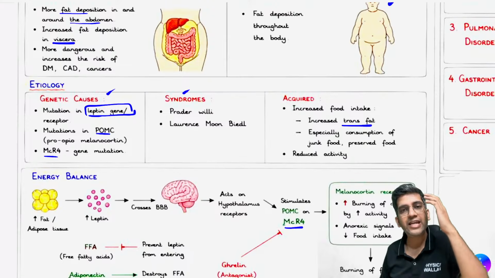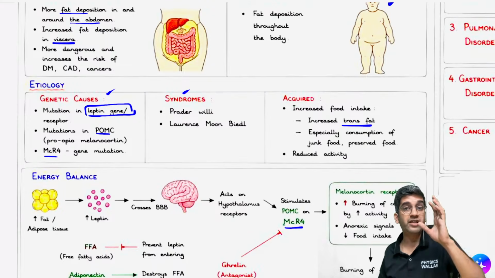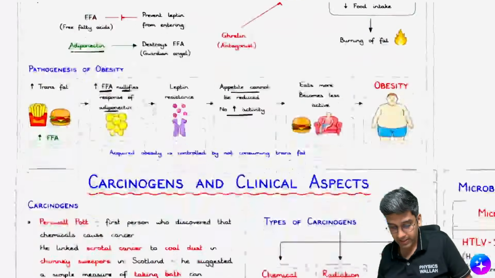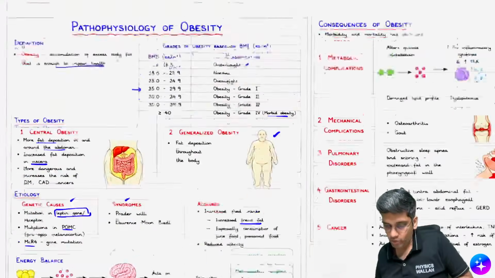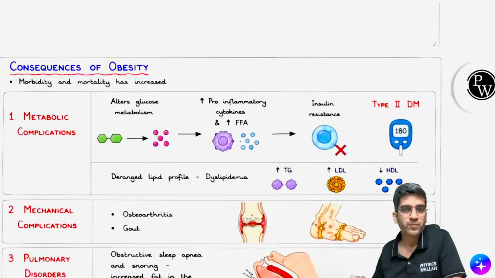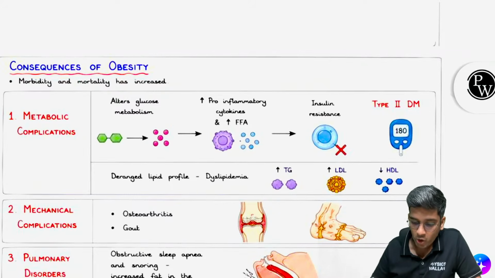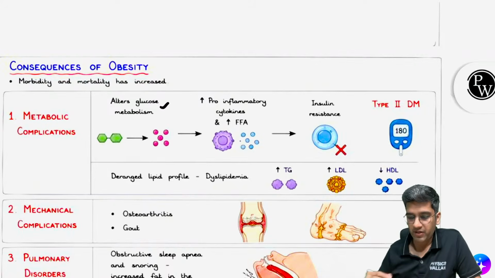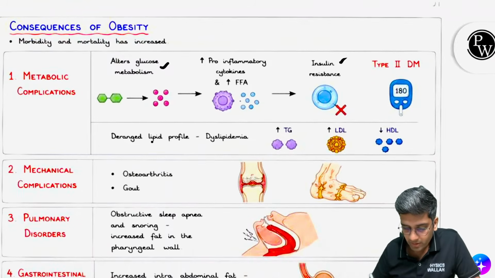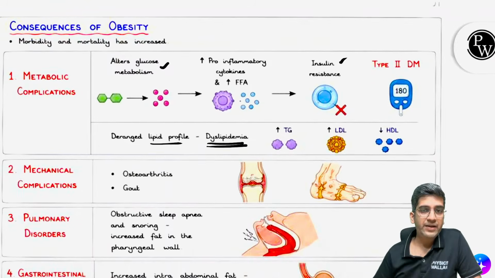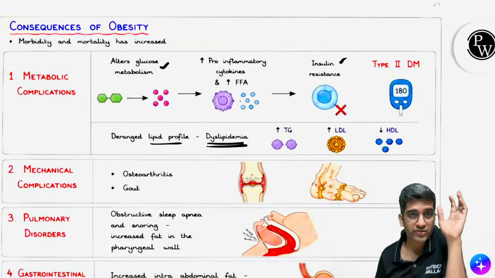Complications: you can write any chronic disease that comes to your mind, as it has a link to obesity, because obesity causes a systemic hyperinflammatory response, right? It can have metabolic complications, mechanical complications, pulmonary disorders, multiple of them, right? Obesity can alter glucose metabolism. Because of that, I'll have insulin resistance, which increases type 2 diabetes mellitus. Obesity will have an altered lipid profile, dyslipidemia: increased LDL, reduced good cholesterol HDL, increased triglycerides.